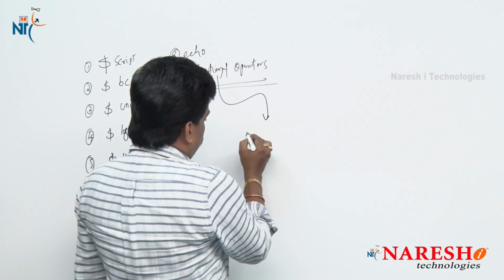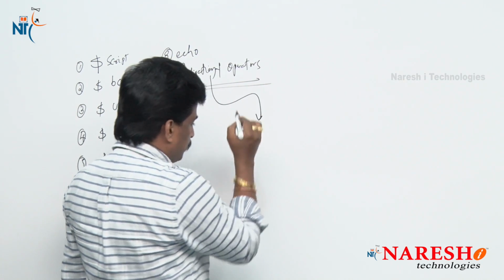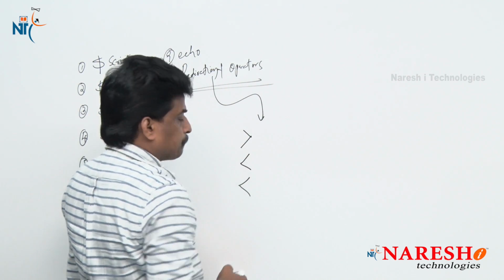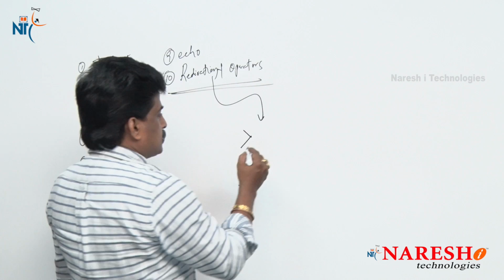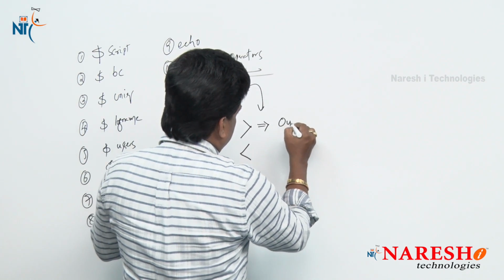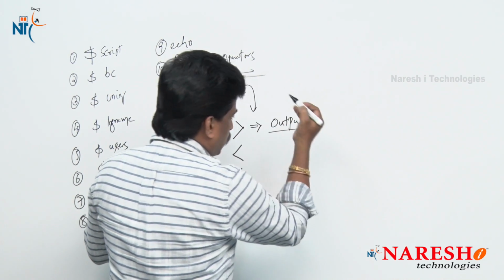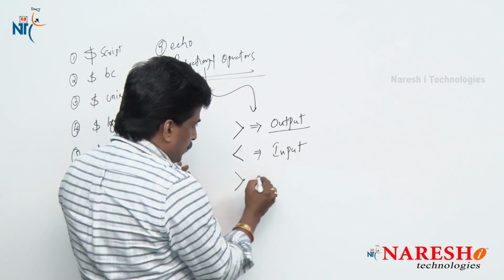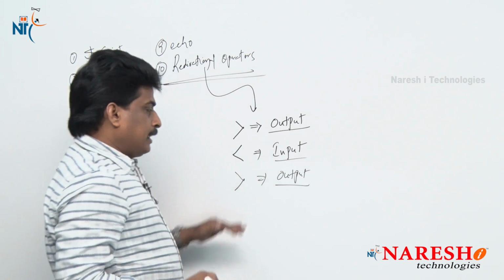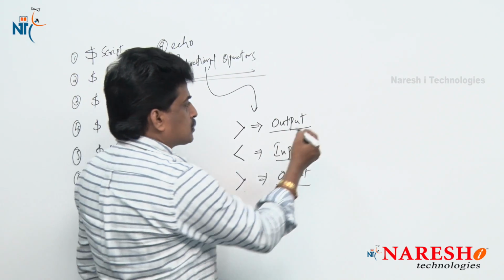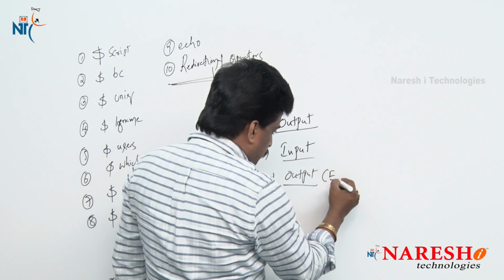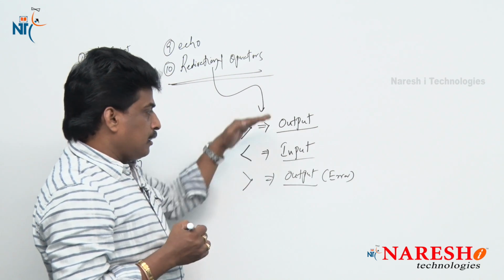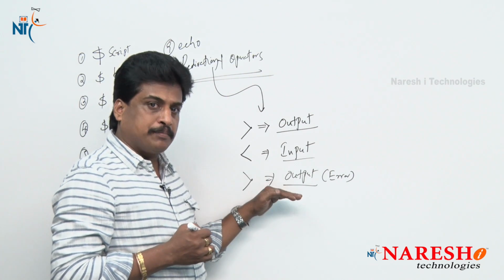Redirection is nothing but several operators available here: 1, 2 and another one, 3. For example, if you are observing here, this is commonly called in the Unix operating system the standard output operator. This is the standard input operator. This is the standard output operator. Why did I write output 2 times? This is commonly used for output, and this is commonly used for the standard error operator. So these are generally used as redirectional operators.